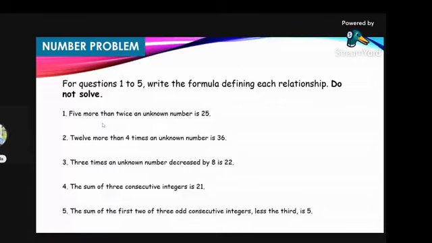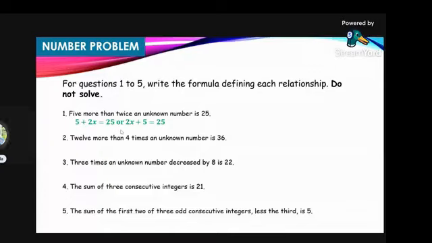The answer is this: 5 plus 2x is equal to 25. We may have it this way: 2x plus 5 is equal to 25. They are just the same. Again, 5 plus 2x is equal to 25, or 2x plus 5 is equal to 25. That is the commutative property. Someone answered 25 is equal to 2x plus 5 or 5 plus 2x. That is still correct.